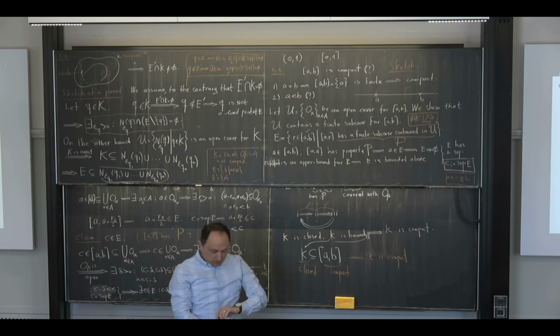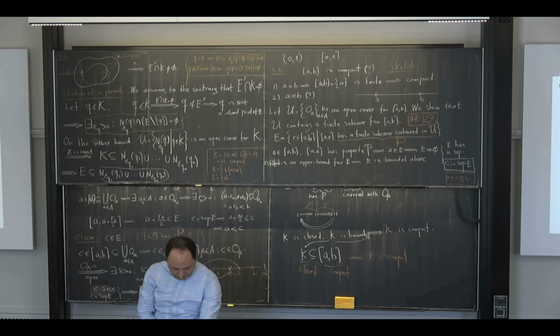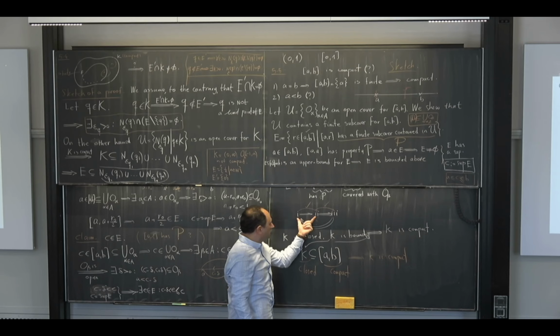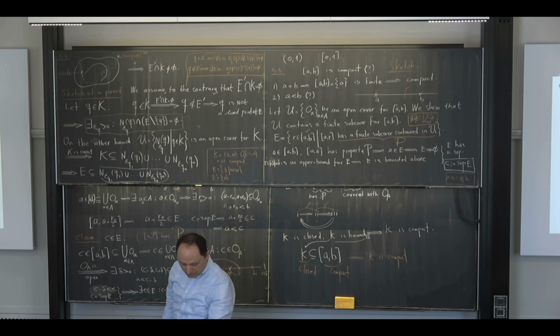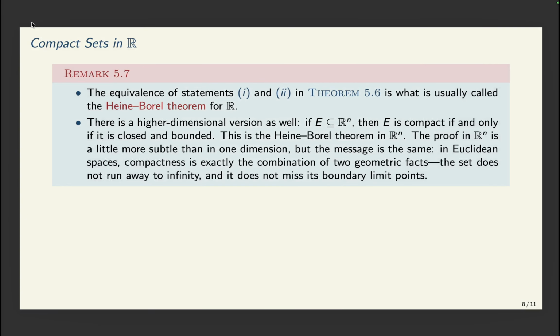Okay, but one slide is left. These are the names. The equivalency of statements 1 and 2 is usually called the Heine-Borel theorem for R. It's good to remember the name. And I want you to know that even though in my notes I have explained this in R, it is also true for any R to the power n with the Euclidean metric. Exactly the same theorem will apply there.